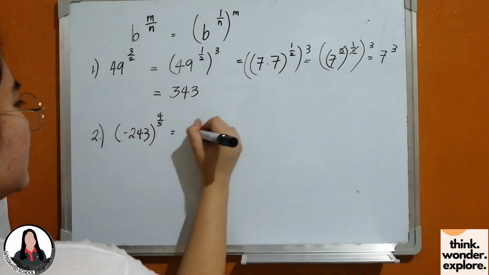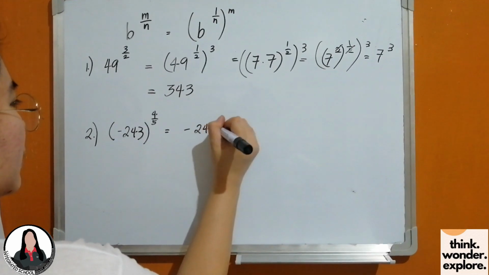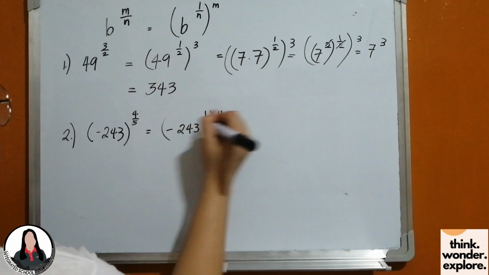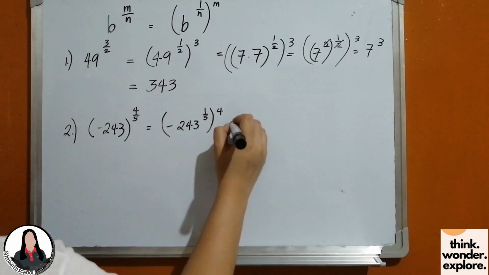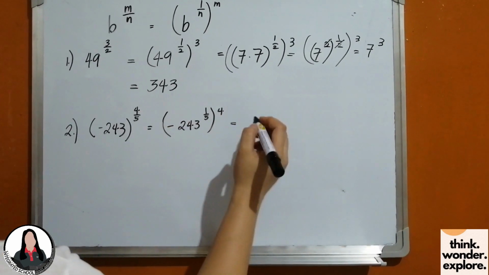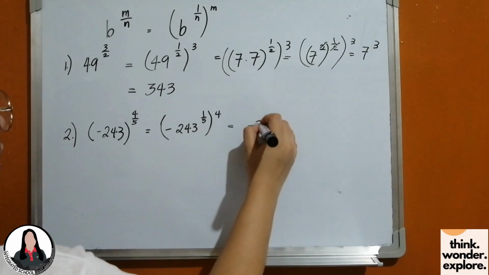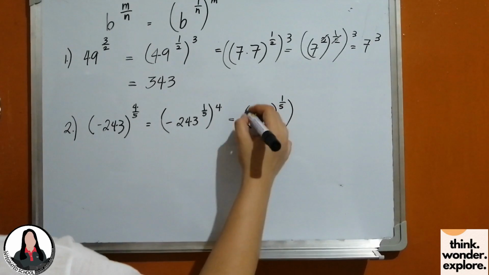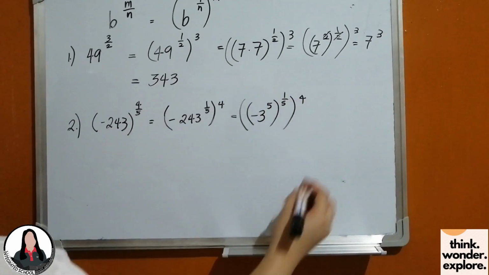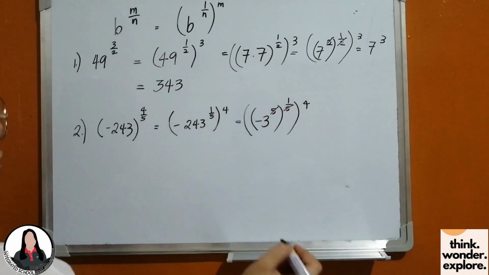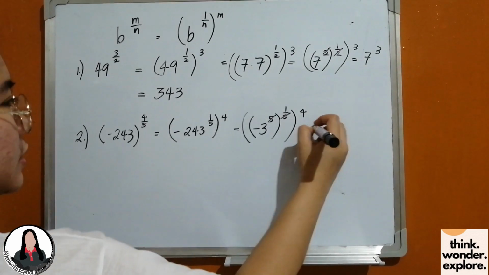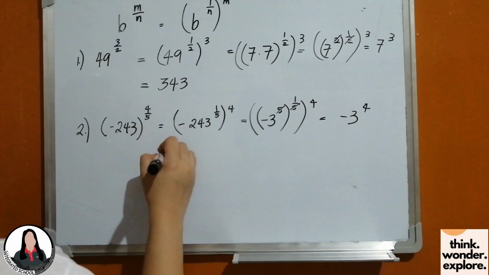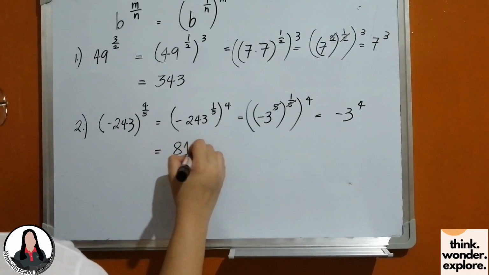Another example is negative 243 raised to 4/5. So we have to write this as negative 243 raised to 1 over 5, quantity raised to 4. So what is the fifth root of negative 243? So that's negative 3 raised to 5, raised to 1/5, raised to 4. So we can multiply this too. So this will be cancelled. Therefore, this will become negative 3 raised to 4. Simply, that is positive 81.